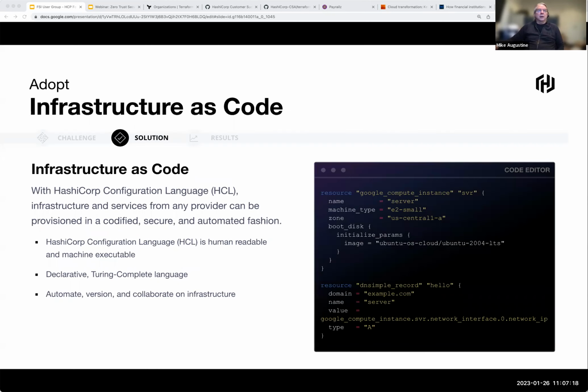Just an example of our HashiCorp Configuration Language and what that looks like. And really what you're doing is defining the state that you desire, and then the Terraform core is going to take that and make that happen, taking advantage of the products that we're going to talk about, such as Terraform Cloud.